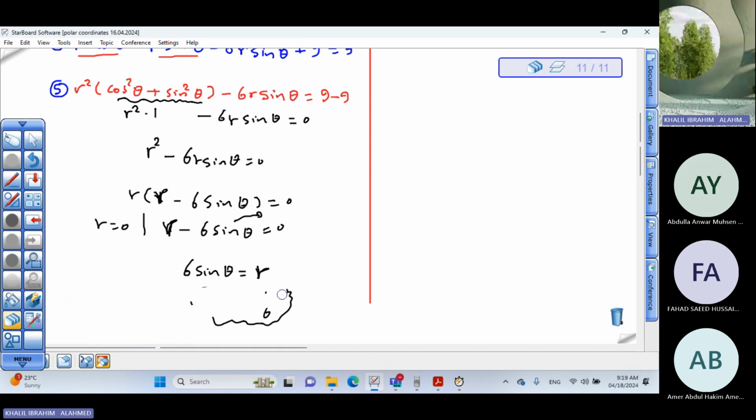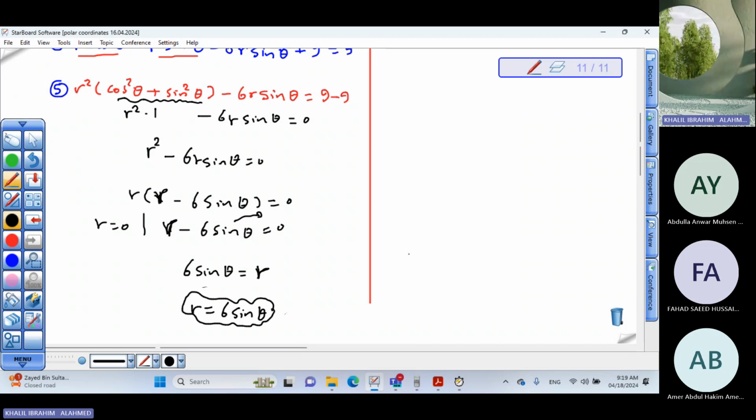R equals 6 sine theta. Okay? Because we have R square, R is a common factor, but R stays inside. Okay? Be careful. R equals 6 sine theta.